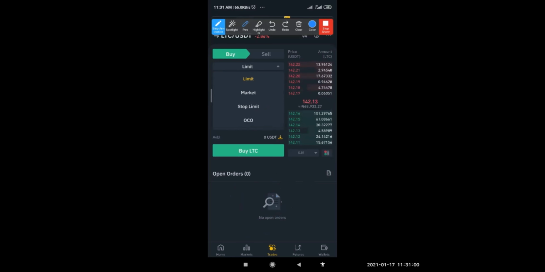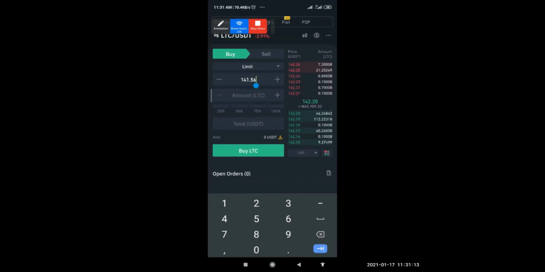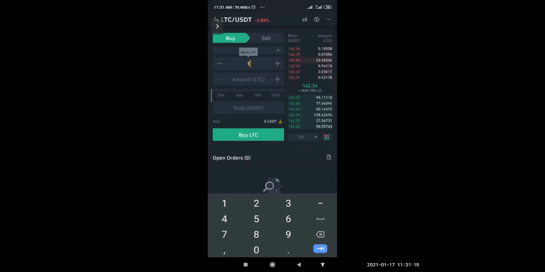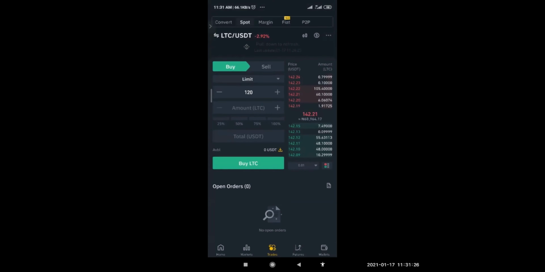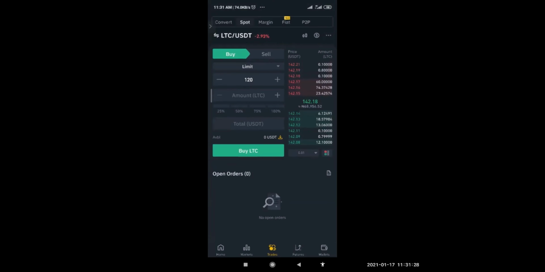So this is the limit order. As you can see here, the market price of this asset is $142. That is here. This is the market price. But I want to buy it at, let's say, 120, which is a lower price. By setting a limit order, it means if the market comes down to 120, my order will be executed.